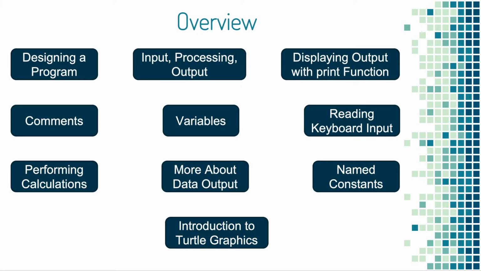So specifically we're going to be talking first about just how we design a program. After that we're going to be talking about input, processing, and output. We're going to be talking about displaying output with the print function. We talked about that a little bit last video. After that, we're going to be talking about what comments are, what variables are, how we read keyboard input, how we perform calculations, a little bit more on data output, what named constants are, and then we'll also talk about an introduction to the Turtle Graphics library.